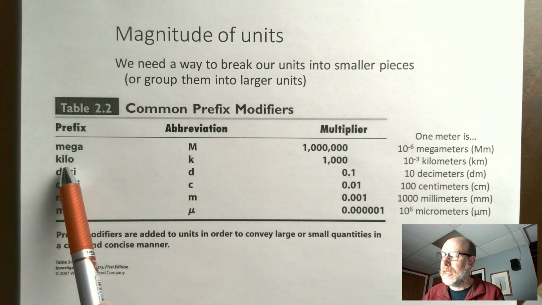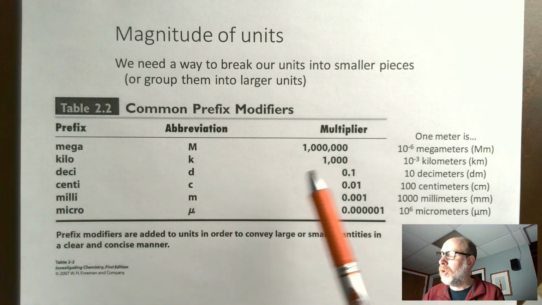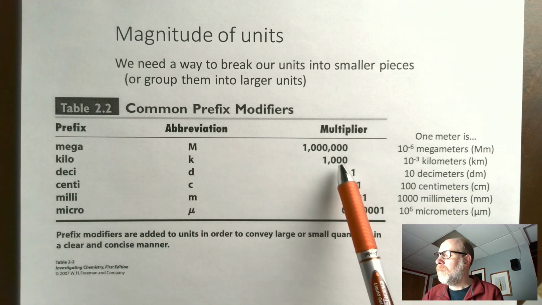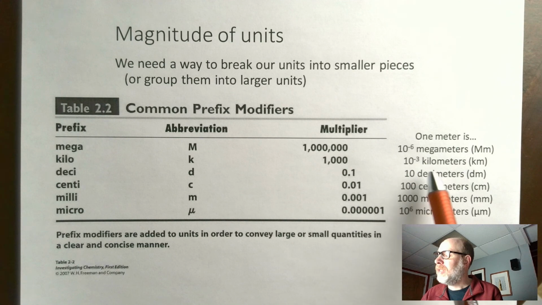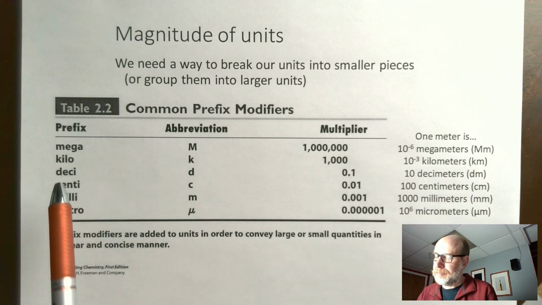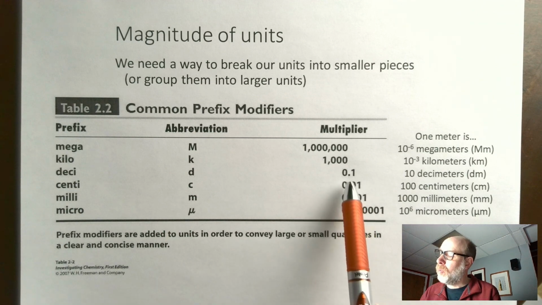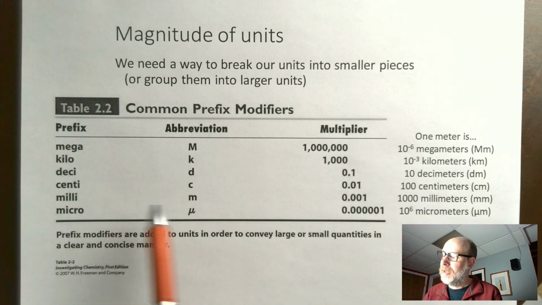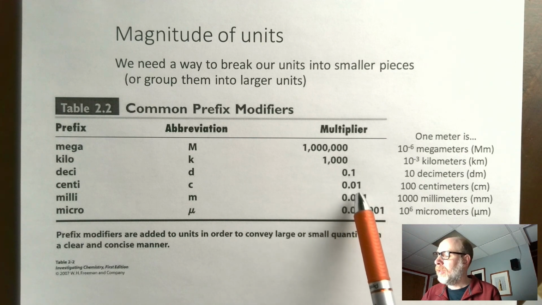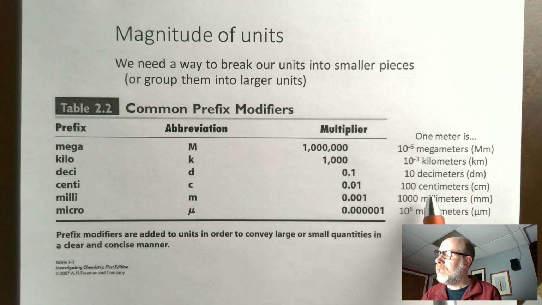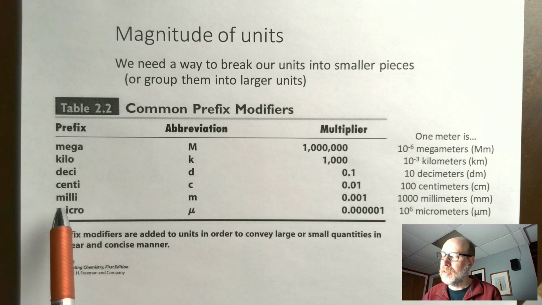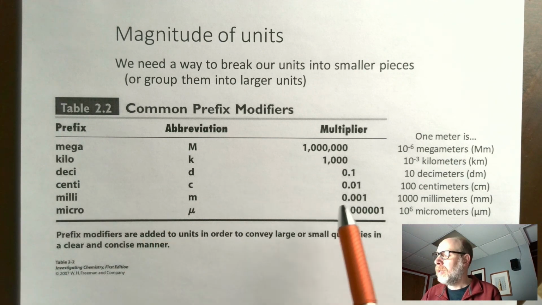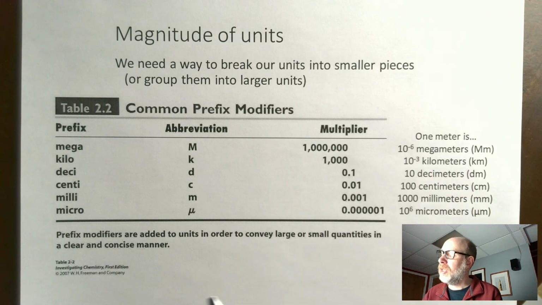If we've got kilo, kilo is 1,000. It would mean that 1 meter is 10 to the minus 3rd kilometers. Deci is 0.1, so 1 meter would be 10 decimeters. Centi is 100th, which means 1 meter would have 100 centimeters in it. Milli, for a millimeter, is 1,000th. That would mean there are 1,000 millimeters in 1 meter.